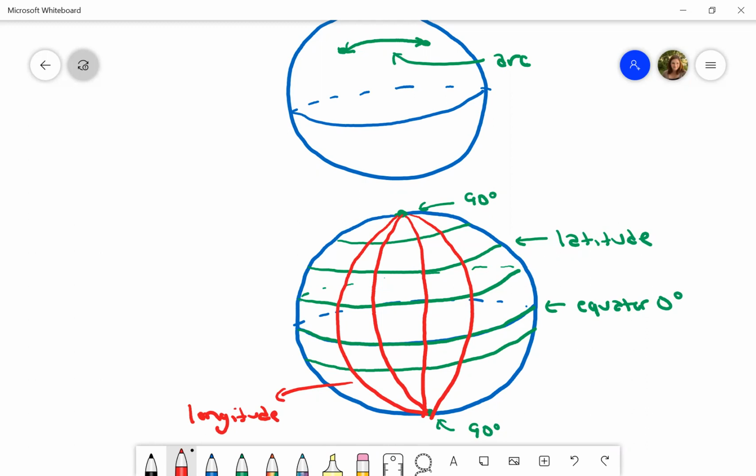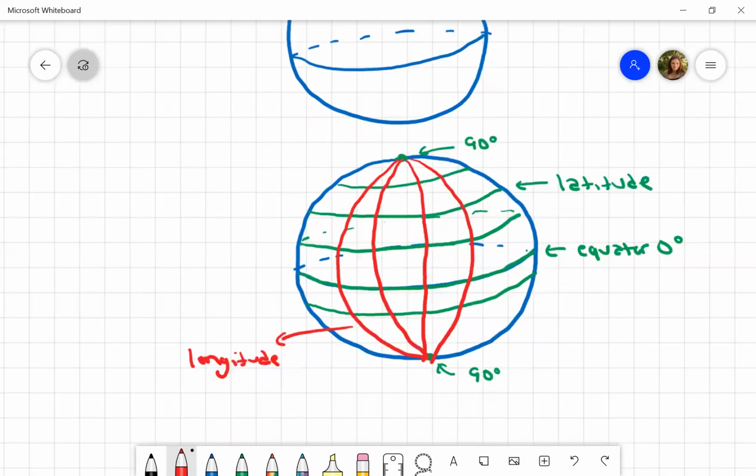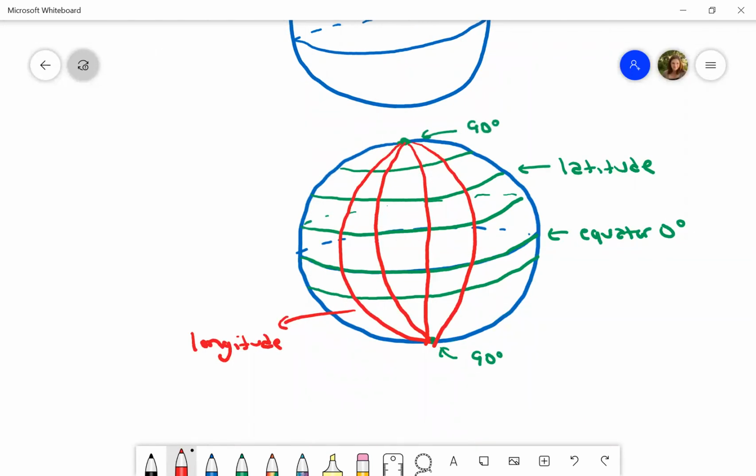North and South Pole, right? We kind of could call that top point and bottom point the North Pole and the South Pole. And they often call these meridians of longitude. That's another phrase they use. Meridians of longitude.